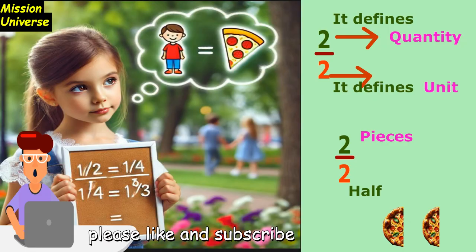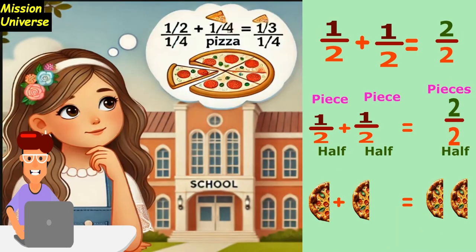Upper number 2 defines the number of pieces and the lower number 2 defines the quantity. 2 upon 2 pizza means two half pieces of pizza. So 1 upon 2 plus 1 upon 2 is equal to 2 upon 2. You can read this like 1 piece of half plus 1 piece of half is equal to 2 pieces of half. As you can see, there are 2 pieces of half pizza.